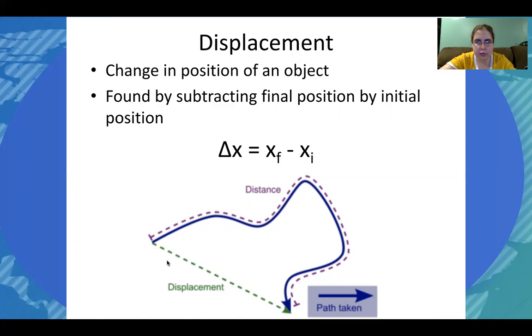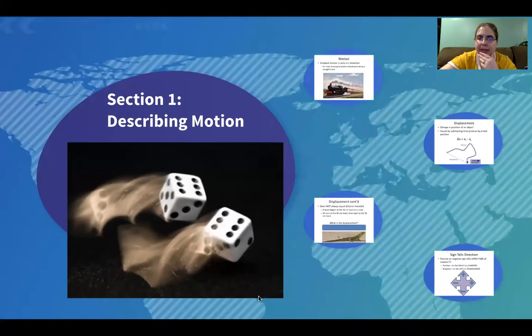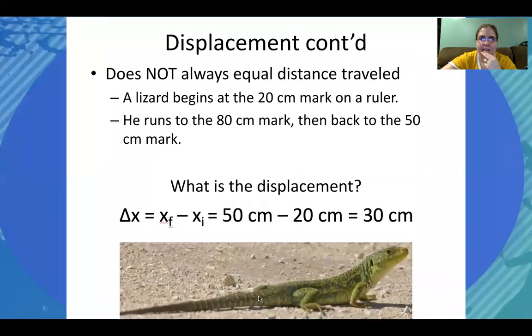So this green line here represents your displacement. You started here, you ended up here, that straight line measurement, that would be your displacement. So where did you end up relative to where you began? It does not always equal the distance you traveled. As we saw with the previous picture, you went in that whole big weird swervy path, which was your distance, but the displacement was much smaller.